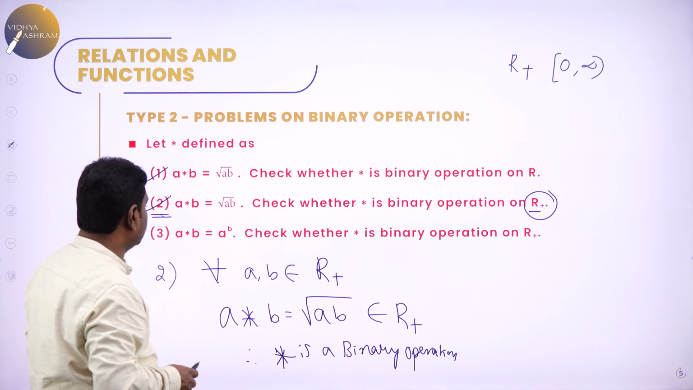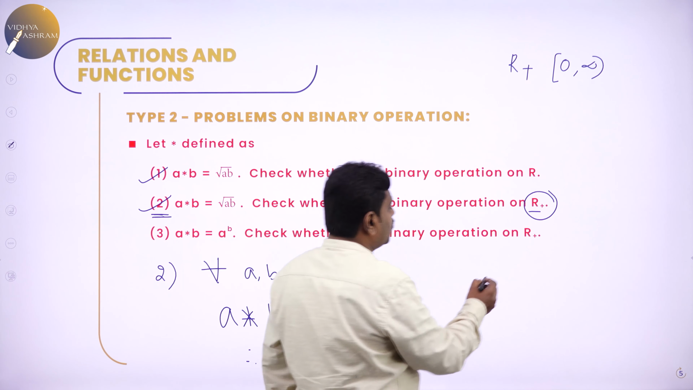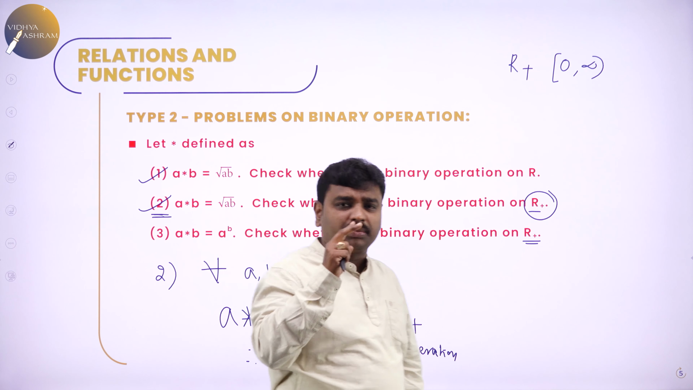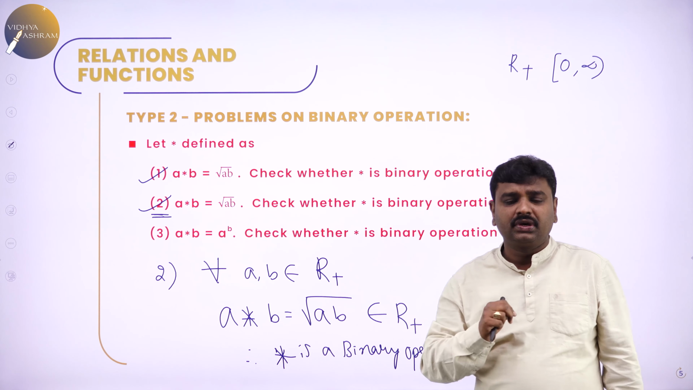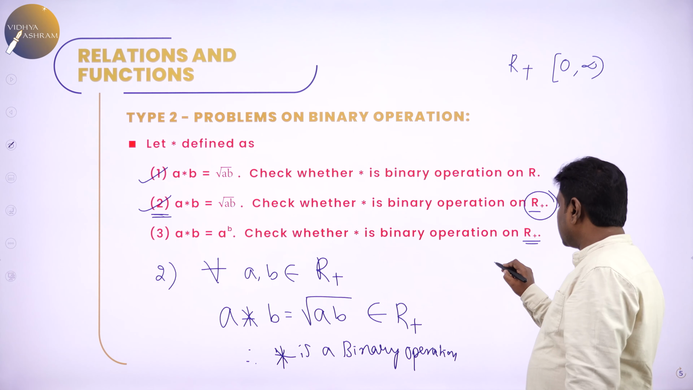Now we will go to the third one. A star B is A power B. Check whether star is binary on R plus. I will take two numbers which are non-negative, meaning positive or 0. A power B, positive power positive is positive. So the third one is also true.